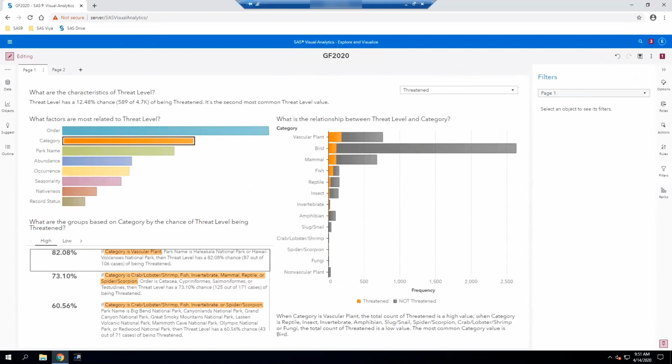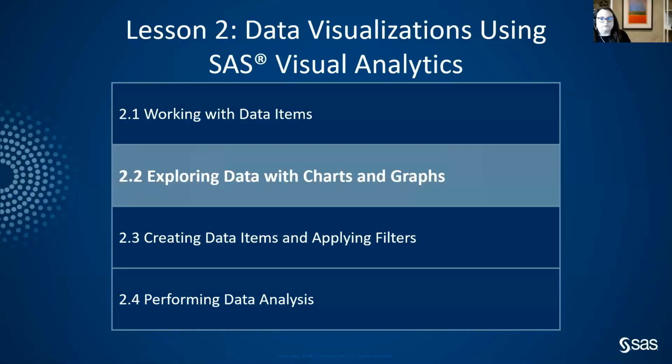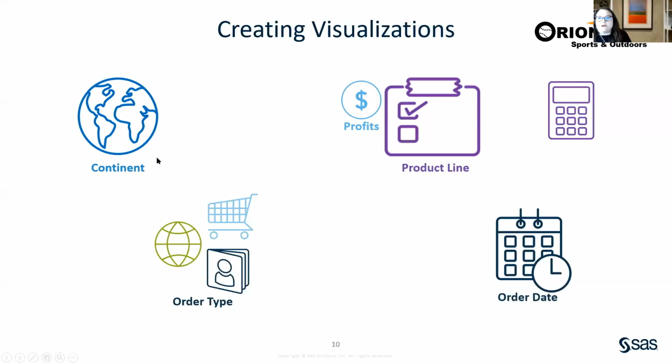And we are going to continue with our data exploration by taking a look at some charts and graphs. Okay, so let's continue in our data discovery and use some charts and graphs to understand more about our data. So we have a variety of different data sources or data items in our data source that we can use to learn more about the data.